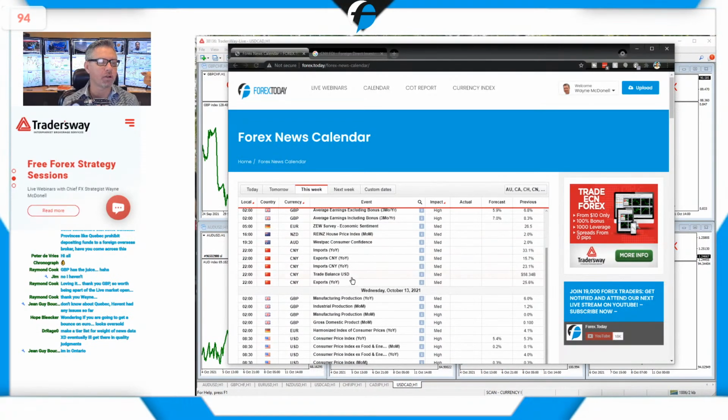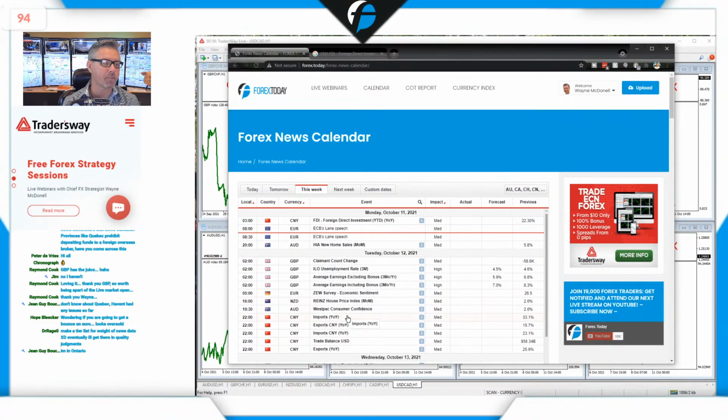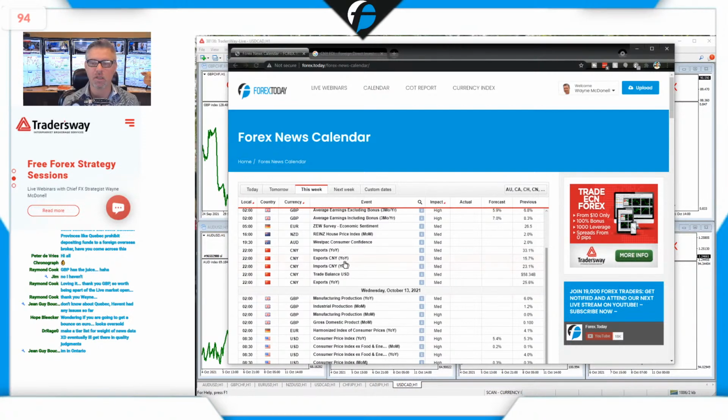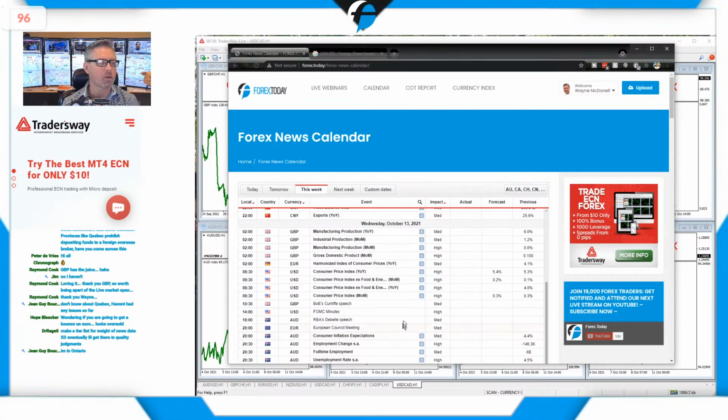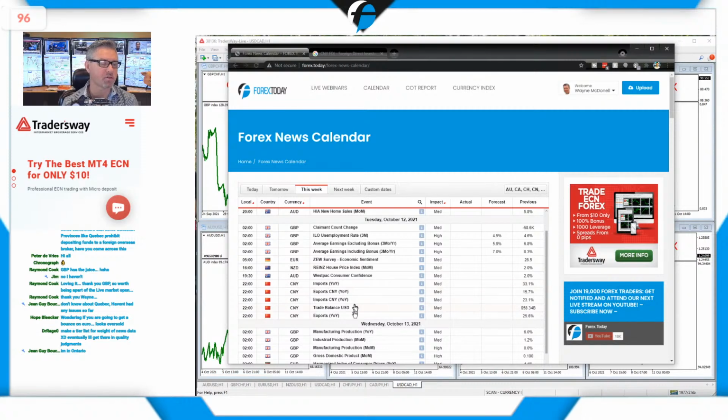Much more important here, import-export data out of China, which makes me think Australia. Okay, so this is all for my Aussie trade. I'm doing well on Aussie right now, and so having China import more from Australia, despite the trade wars they have going on. If China is importing more, then they're exporting their currency and maybe buying someone else's currency, like Australia, for example.